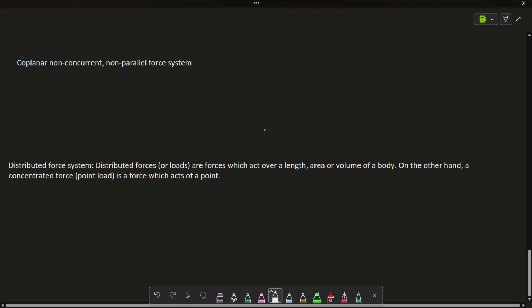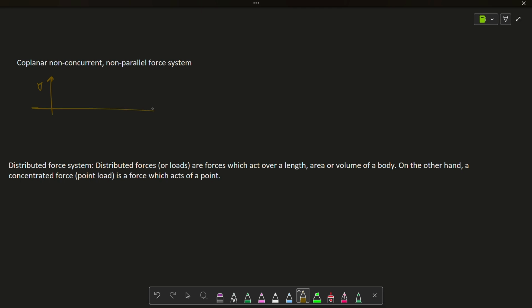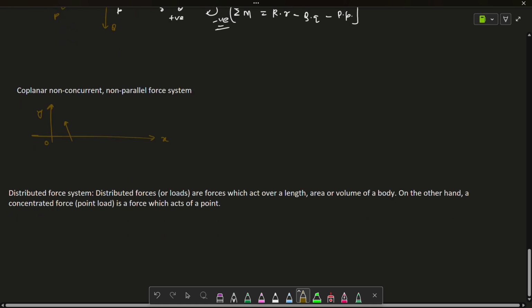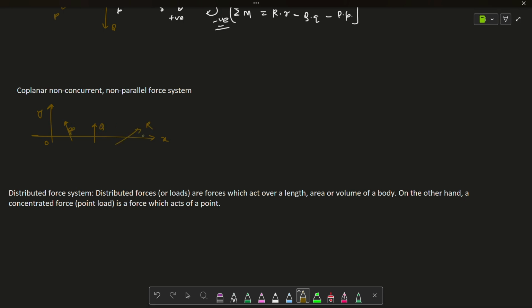Now a coplanar non-concurrent non-parallel force system. What does this mean? Let's suppose this is the y-axis, this is the x-axis, this is the origin. And let's suppose non-parallel forces. In the previous case we were dealing with all parallel forces. Let's suppose P, Q, R. Here we can't directly do the force balance and the moment balance like we did in the previous case.